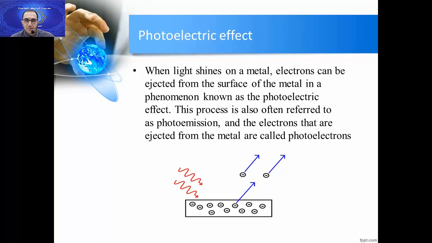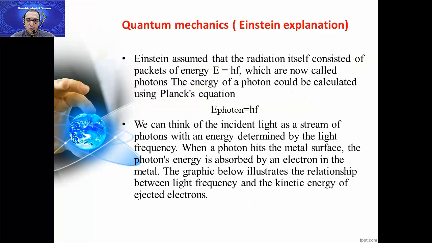Look at the diagram. You will find this red wave incident on the piece of metal, and inside this piece of metal we have some electrons. So the electrons are ejected from this metal. This diagram represents the process of photoelectric effect. Now we need to explain why these electrons eject from the metal. What are the conditions? What did the light do when it was incident on this metal?